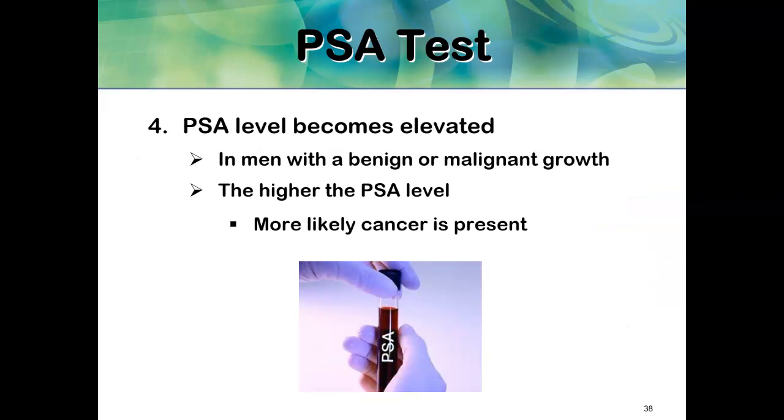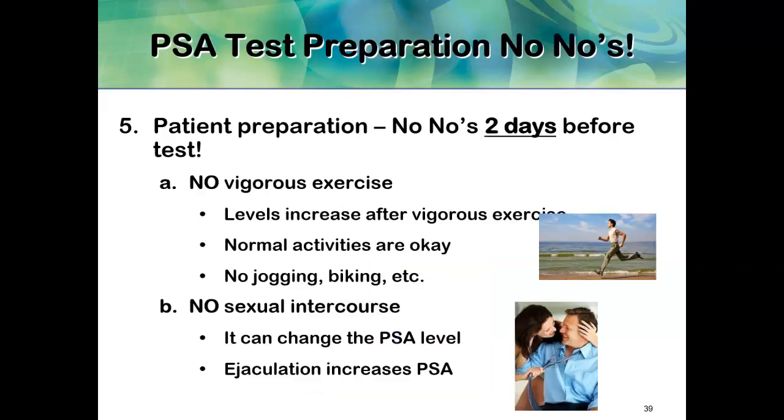So PSA levels will elevate, increase, or become higher in men that have both benign, non-cancerous, or malignant, cancerous growths surrounding the prostate. And the higher the PSA level that we get out of a blood test, the more likely cancer is present. But it's not always the case of being cancer.